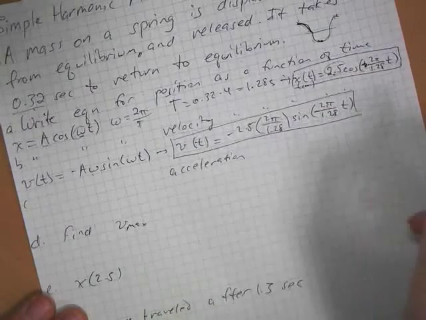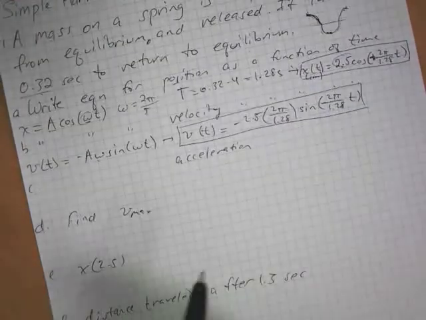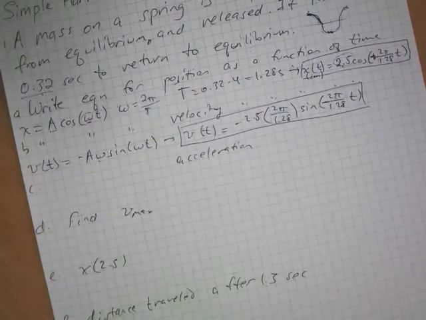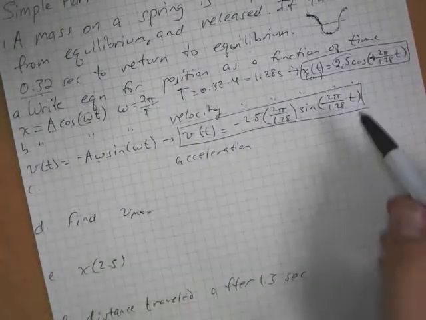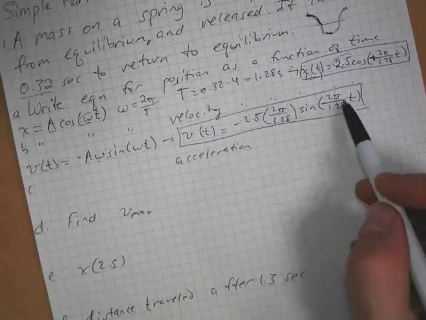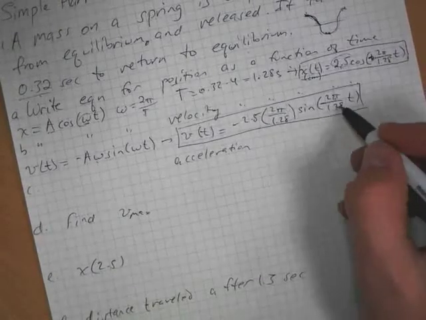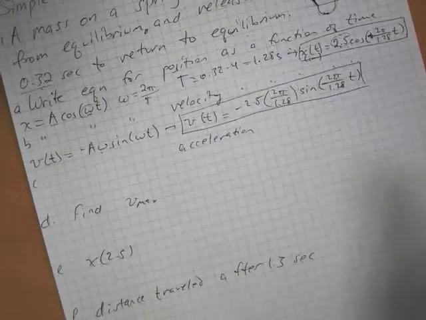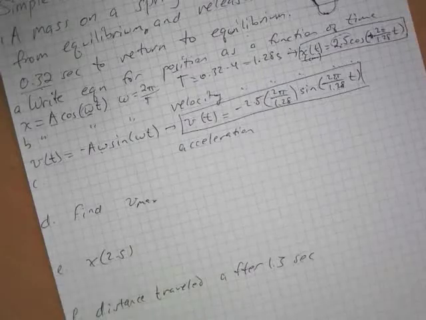Alright. As a general rule, I would usually rather see something like 2 pi over 1.28 than punching that into your calculator and getting a decimal for it. Just so you know.